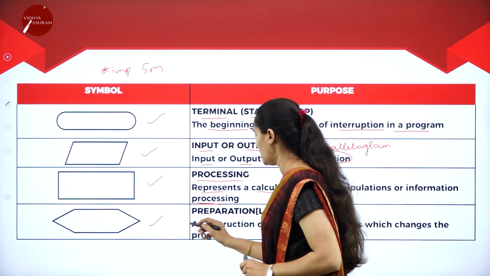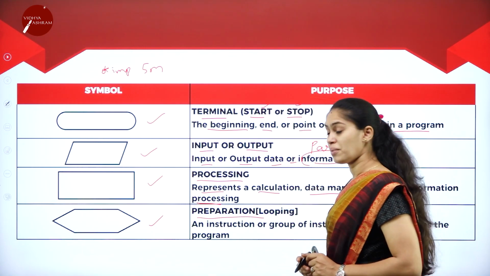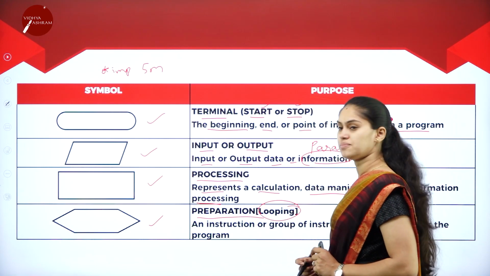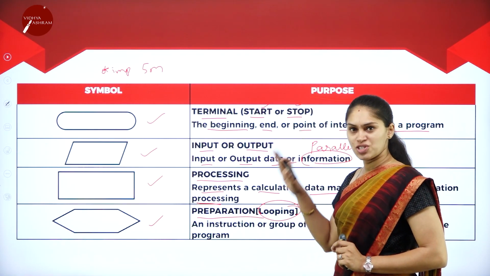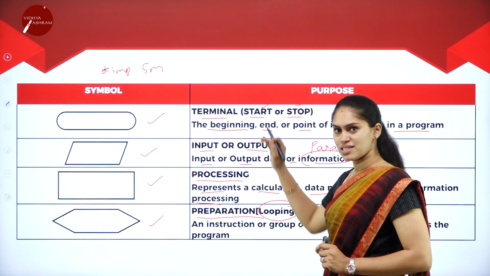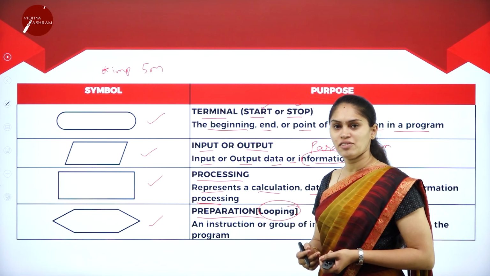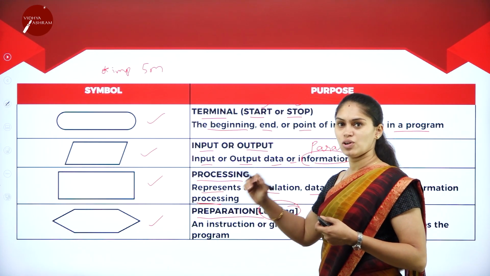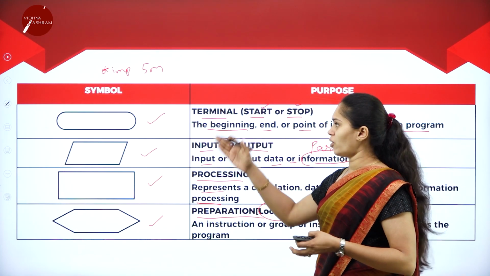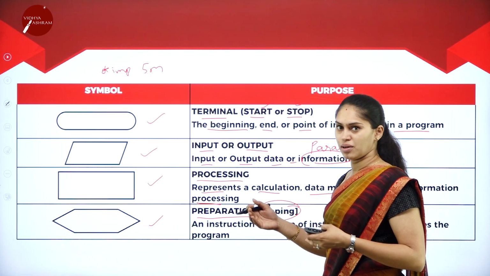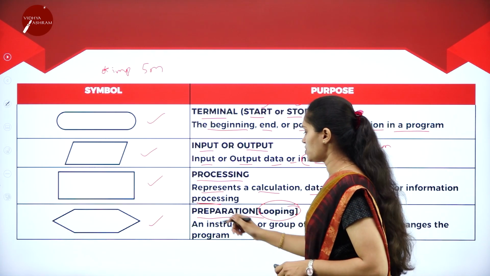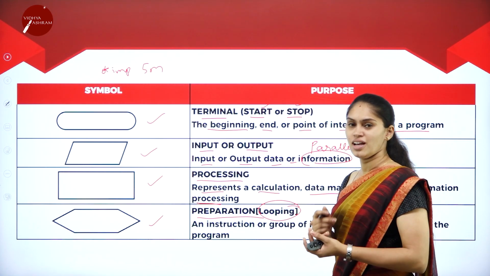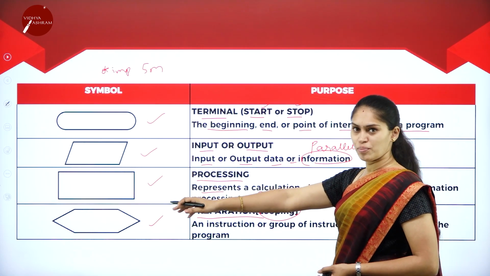Then we have this one. This is indicated as preparation, and it is also used for looping purposes. As of now, you just get to know what the symbols are and what their purposes are. But when you are designing a flowchart, at that time you will be able to use all these symbols. So as of now, you just understand what symbols we have and what each one's purpose is. Okay, so this is mainly used for looping. If I need to take more than one loop or more than one iteration, at that time we are going to use this looping symbol.